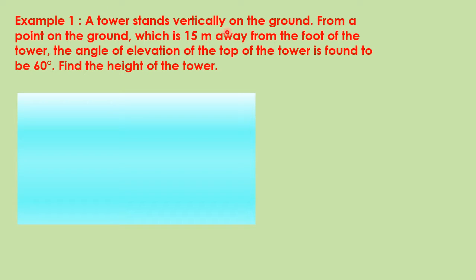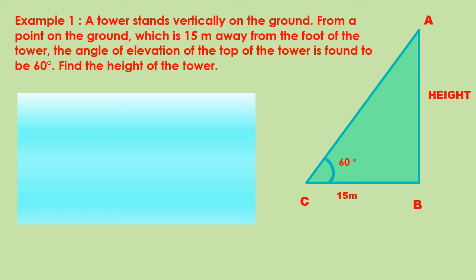A tower stands vertically on the ground. From a point on the ground which is 15 meters away from the foot of the tower, the angle of elevation of the top of the tower is found to be 60 degrees. Find the height of the tower. Just imagine which type of figure it would be before I show you the figure. Here goes the figure. Did you imagine something of this type?